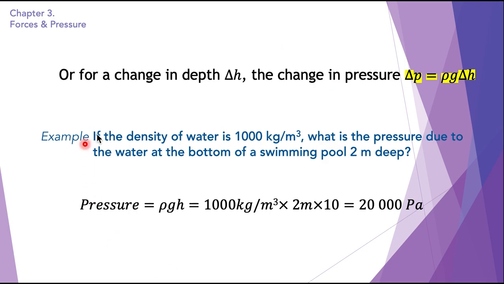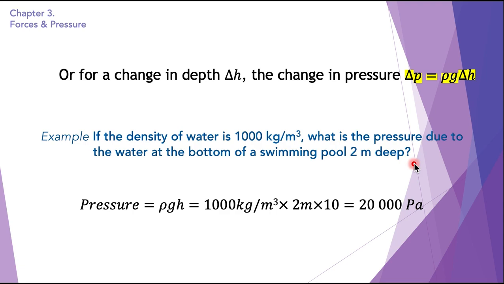Also, for a change in depth, the change in pressure would be equal to Pg delta h. Delta means change in. So change in depth is basically delta h. So change in pressure is delta P. So delta P is equal to Pg delta h. For example, if the density of water is 1000 kg per meter cube, what is the pressure due to the water at the bottom of a swimming pool 2 meters deep?